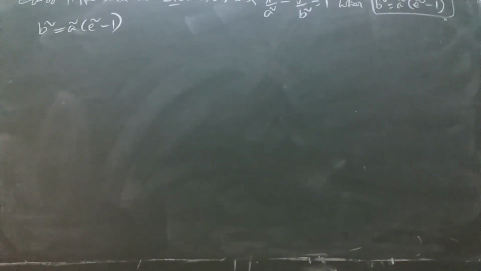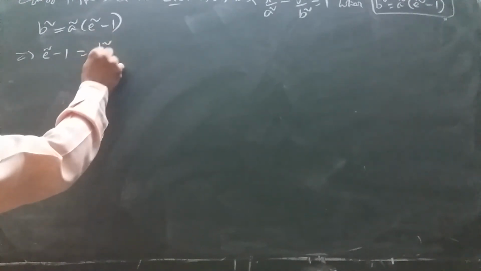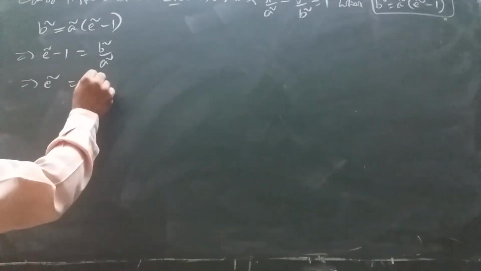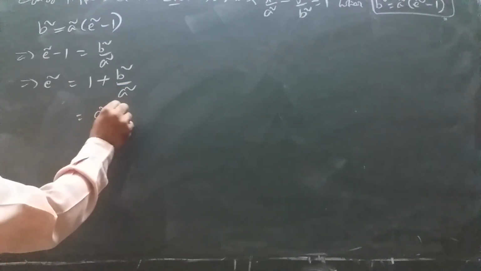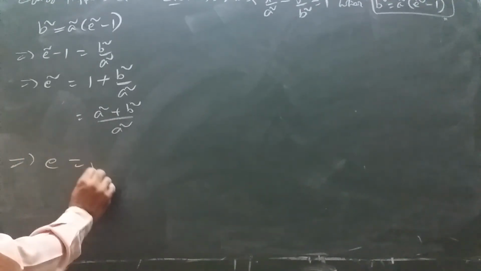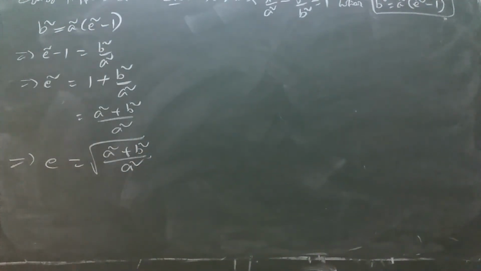We can find the relation between b and a to find the eccentricity. That implies e square minus 1 is equal to b square by a square. That implies e square is equal to, if we bring this to the right side, 1 plus b square by a square. This is equal to a square plus b square by a square. That implies eccentricity e is equal to root of a square plus b square by a square. In that way, we have to find the eccentricity of the given hyperbola. Next one.